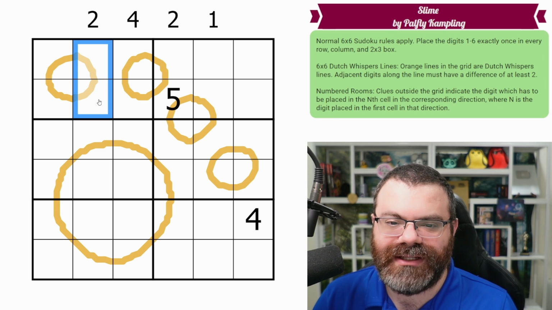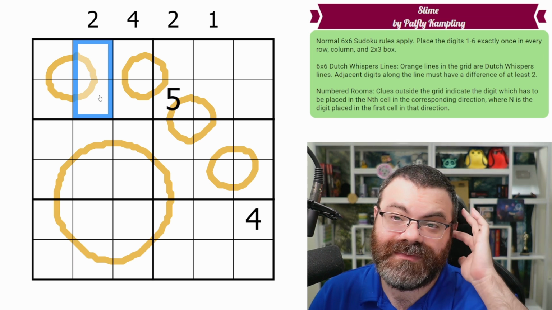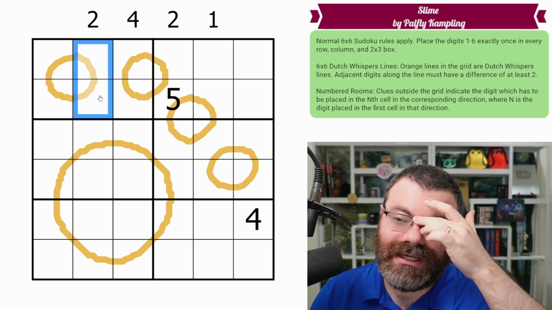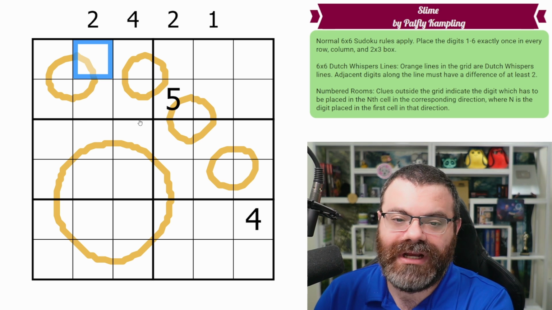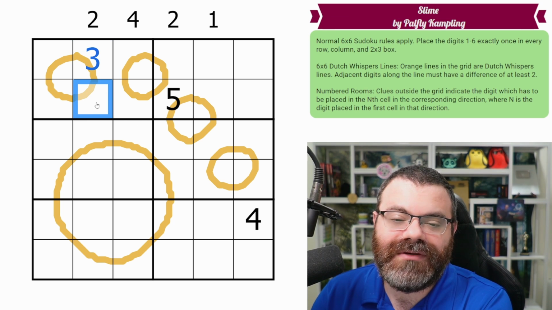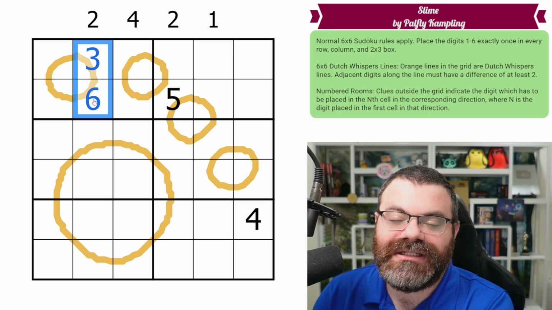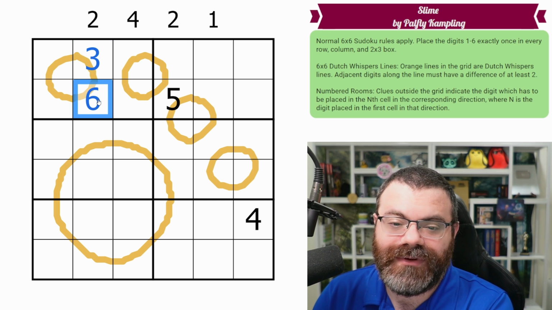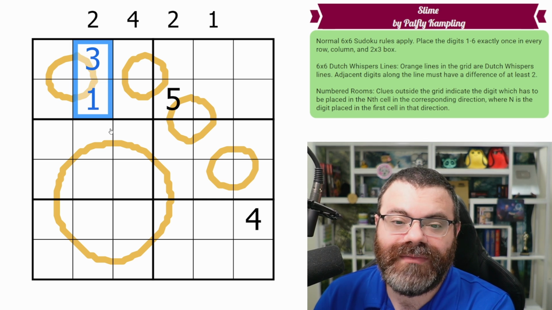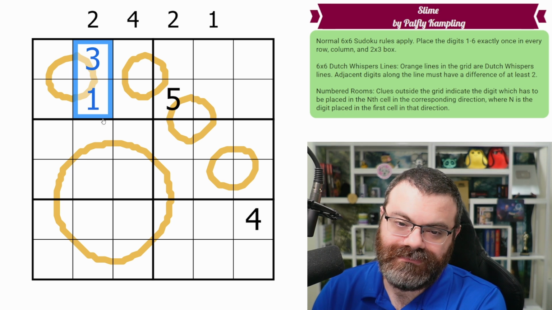They're Dutch whisper lines, so it's 1 less than a German whisper. So in Dutch whisper lines, difference of at least 2. So if this were a 3, this could be a 5 or a 6. It can't be a 5 because that 5, but we're ignoring that. Because the difference needs to be at least 2 away from 3, or it could be a 1, because 3 minus 1 is also 2.